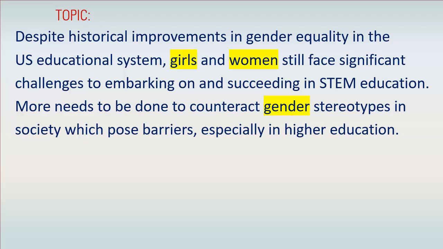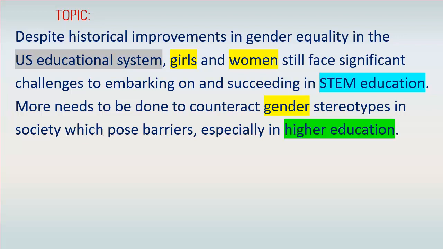Probably gender, girls, and women is one. STEM education may be another. We may also focus just on information about the educational system in the U.S. and perhaps focus on higher education, which means anything above high school, so college and university. It's okay if you picked out other core concepts than these.